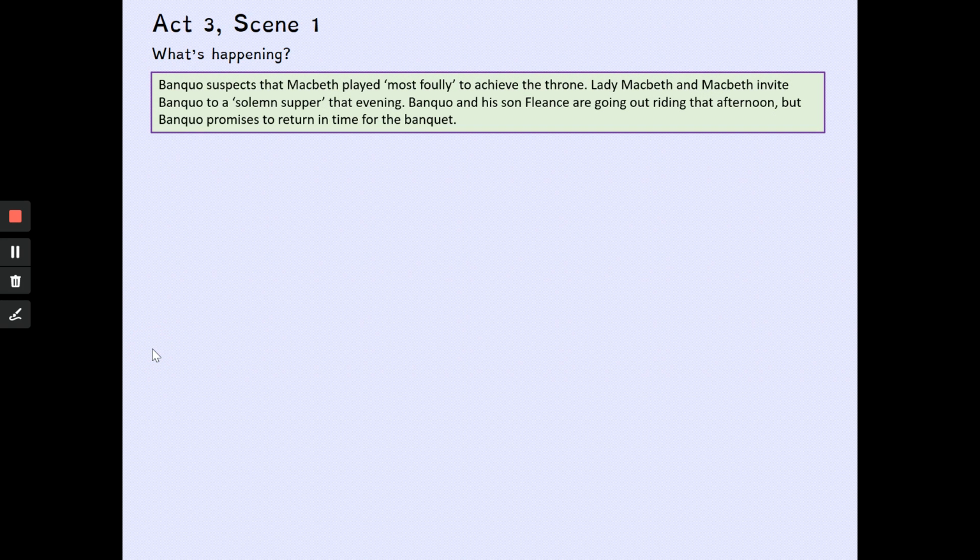Right, Act 3, Scene 1. What's happening? Well, Banquo, by this stage, suspects that Macbeth has played most foully to achieve the throne. We kind of knew he suspected him anyway, but now he's being very explicit about that. Lady Macbeth and Macbeth invite Banquo to a solemn supper that evening. Banquo and his son Fleance are going out riding that afternoon, but Banquo promises to return in time for the banquet. Yeah, right.